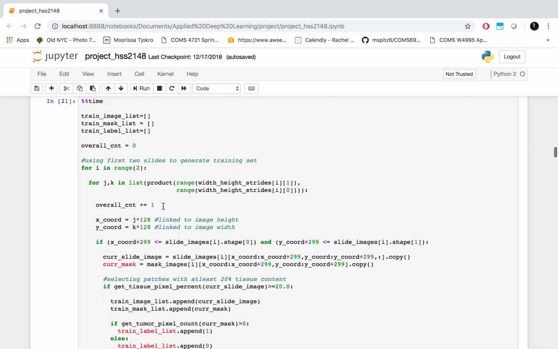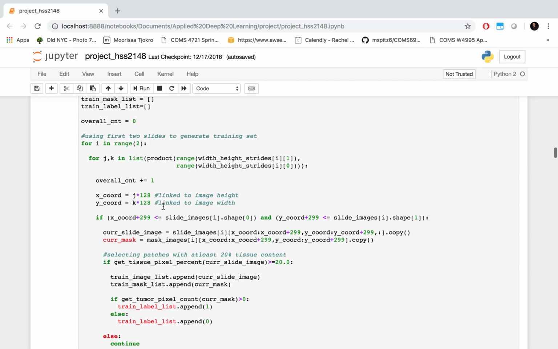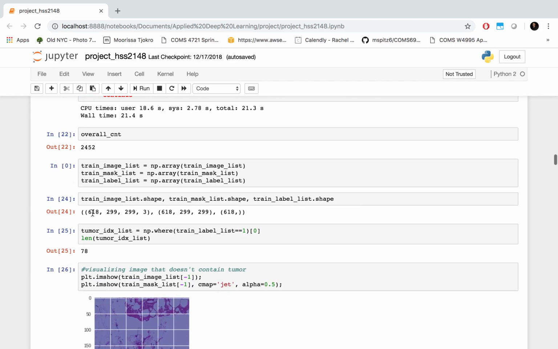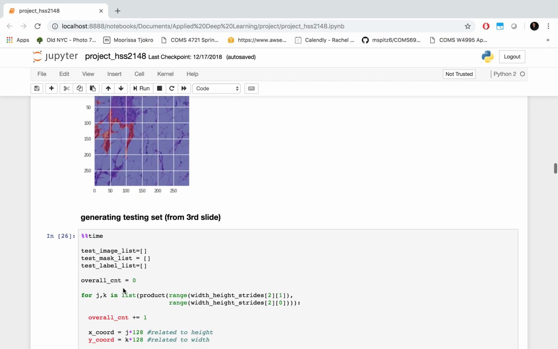And once I've determined that, I can then start moving a sliding window over each of the slides. First, I start with the training slides, which is the first two slides, and I'm able to extract roughly 620 patches, of which roughly 80 are positive. And here I've visualized the positive and negative member. Over here, I've overlaid the mask of the patch on top of the patch itself to show you in red the regions which contain tumor.